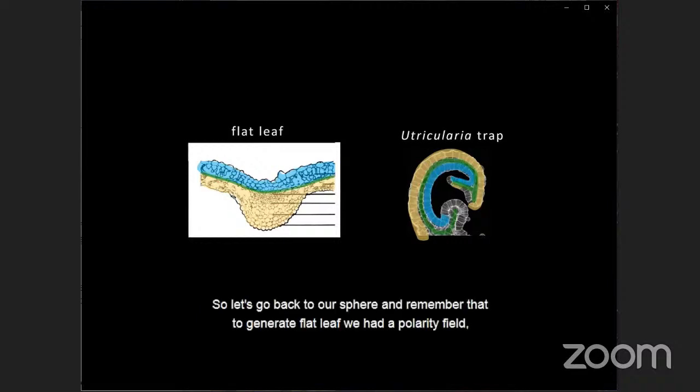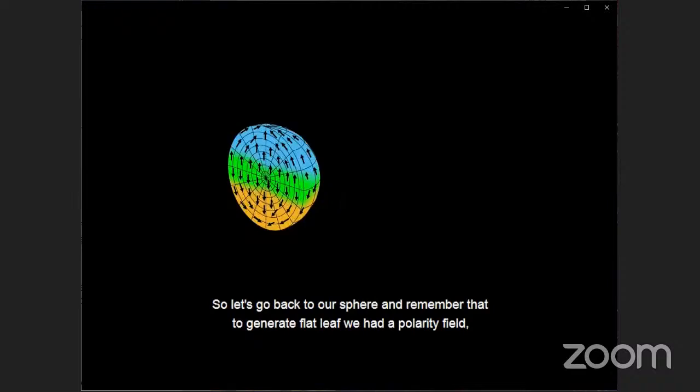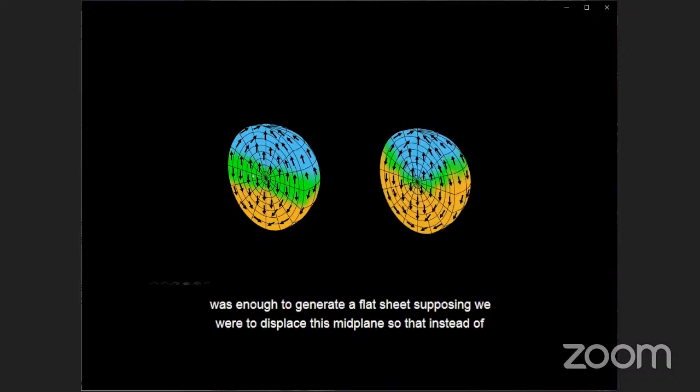So let's go back to our sphere and remember that to generate a flat leaf, we had a polarity field, these black arrows, an orthoplanar polarity field emanating from this green midplane. And that was enough to generate a flat sheet. Supposing we were to displace this midplane so that instead of running along the equator, it displaces northwards at its edges. So we formed a kind of curved region here, a curved green interface with the adaxial, the blue domain, being in a smaller part compared to the brown lower domain.